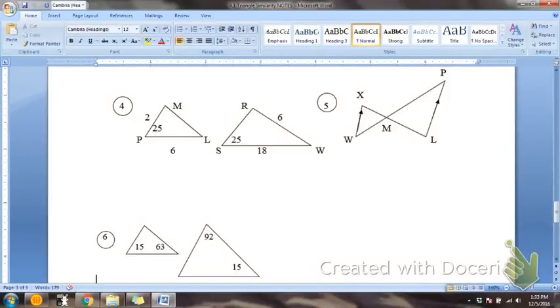So example 4. What does example 4 look like? First of all, we have an angle on each of them that's marked, right? And the angle is the same. We have a 25-degree angle and we have 25. So let's mark those two angles.